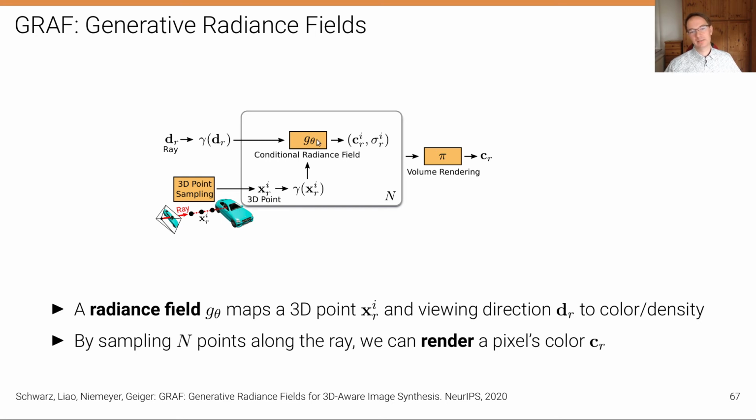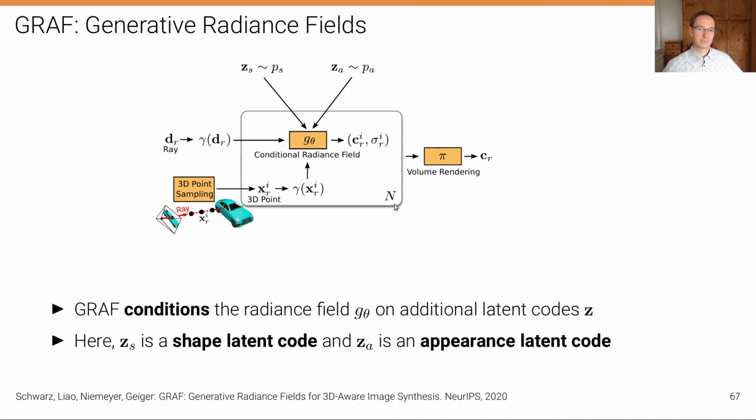This radiance field is not yet conditional. This radiance field is NeRF, evaluated for all of these points along the ray to get color and density for each. Then we apply volumetric rendering, which is abbreviated with pi here, but is what we have discussed before, the standard alpha composition, in order to render a pixel's color from these end points along the ray. This is how NeRF works.